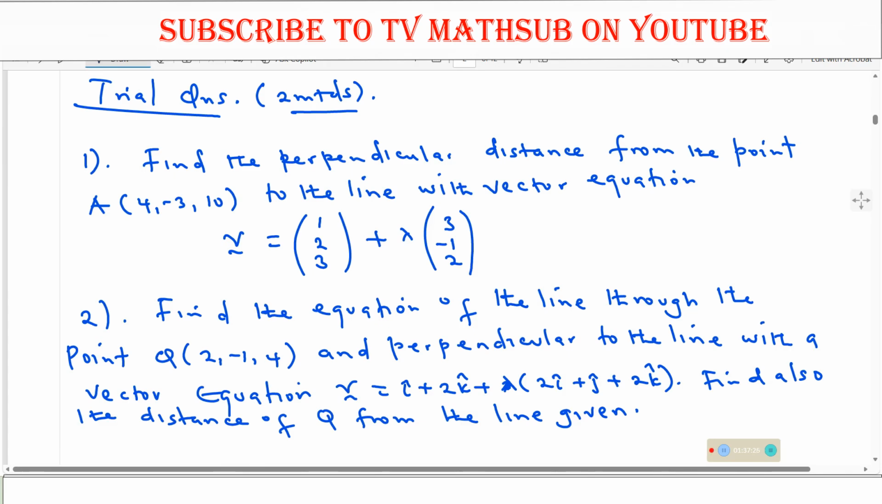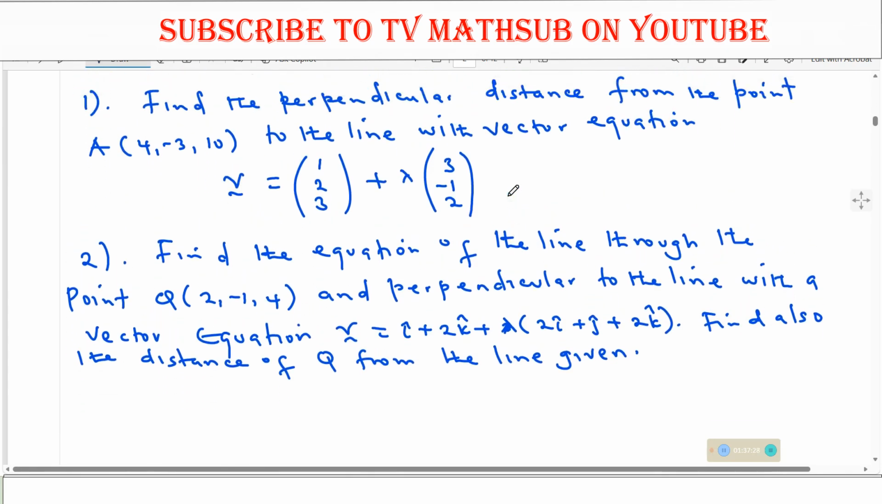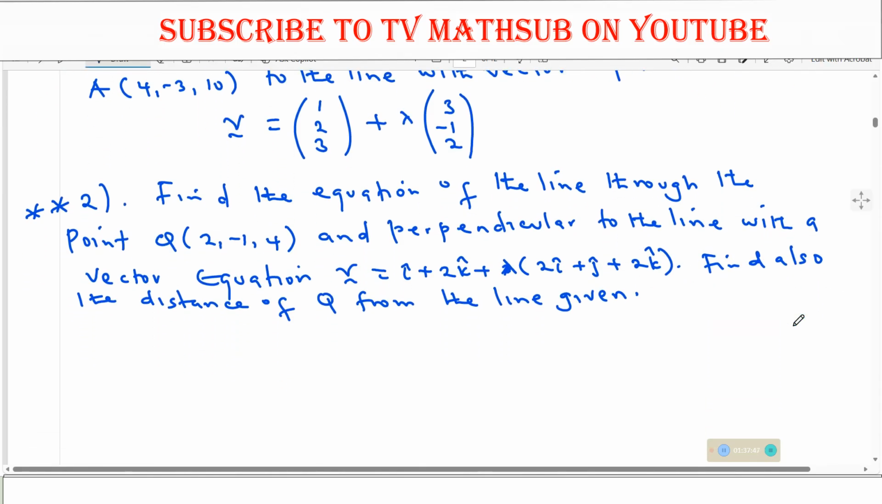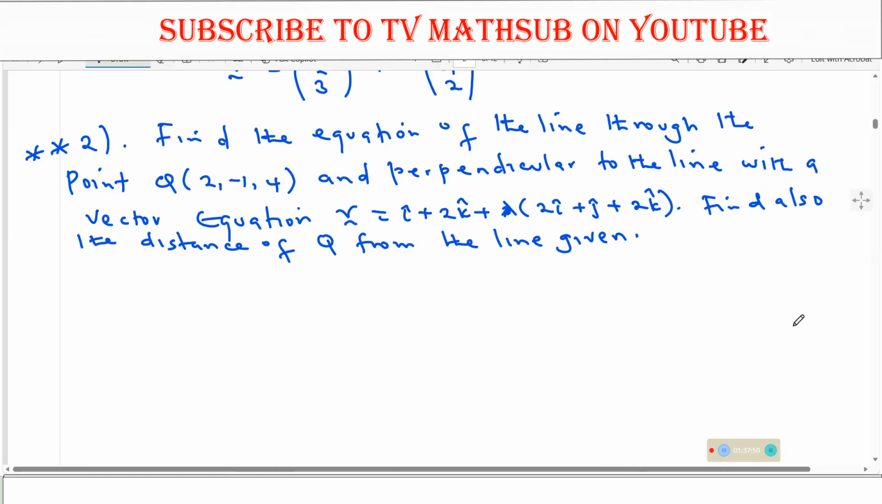So I want us to first look at this one together. For this one, you will try it. I want us to look at this question here together. They are saying find the equation of the line through this point and perpendicular to the line with this vector equation, and find also the distance of Q from the line given. So that is what we need to look at.